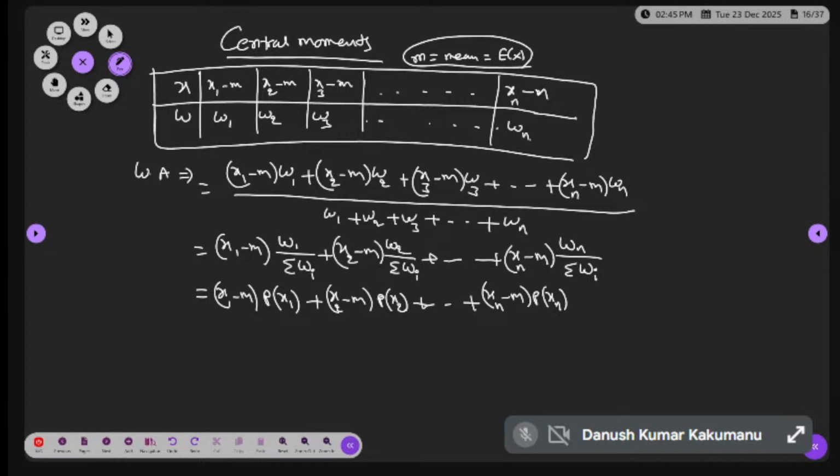Write all of them using summation. What is the result? Using summation, write all of them. We are going to get summation, i equals 1 to n, (xi minus m) into p of xi.